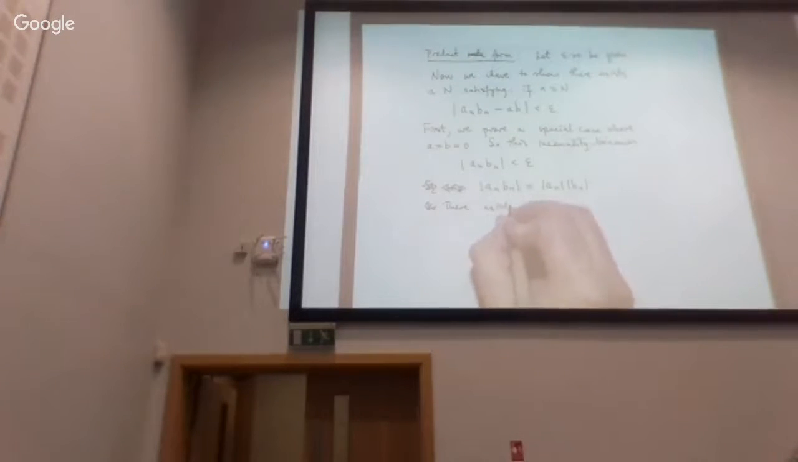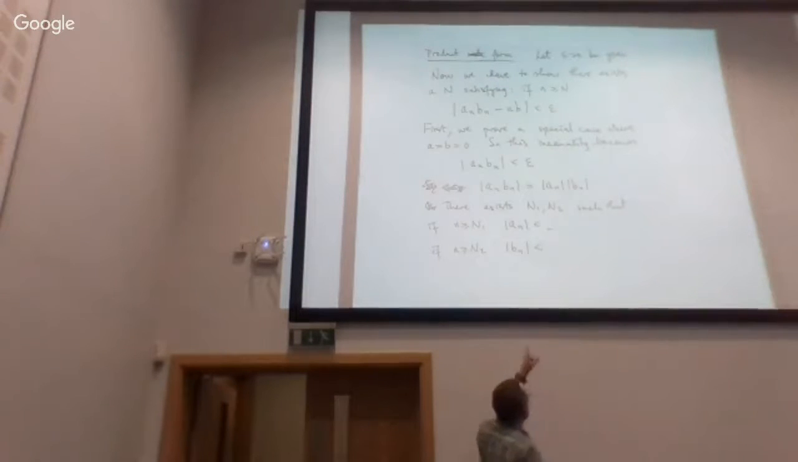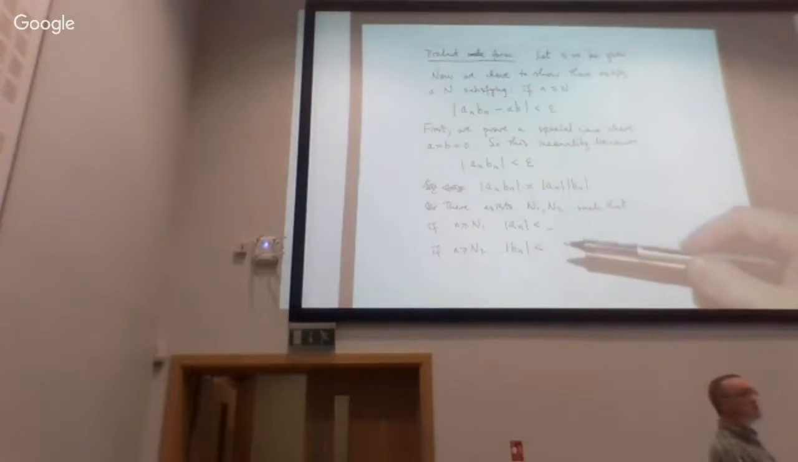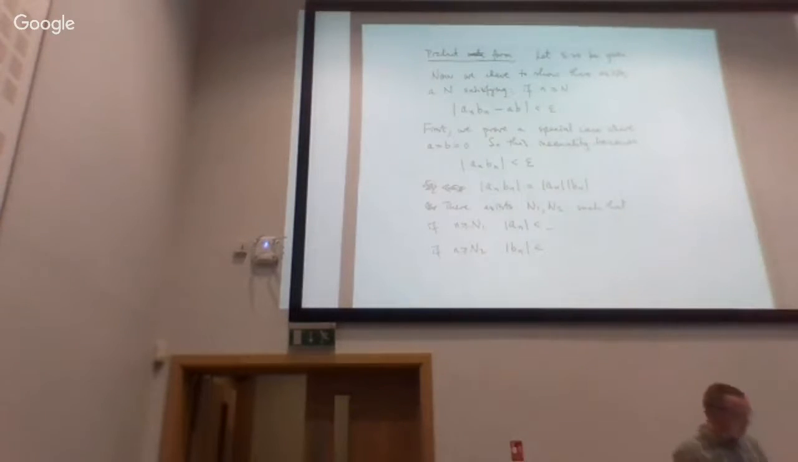So there exist two numbers, n1 and n2, such that if n is bigger than n1, the absolute value of a_n will be less than, and I can choose any positive number that goes here. And if n is bigger than n2, the absolute value of b_n will be less than, and no matter what positive number I write down here, I can do it, because I know they're convergent. So I know their absolute values get arbitrarily small. So what's the correct choice? How small should I wait for these things to get? Any suggestions?